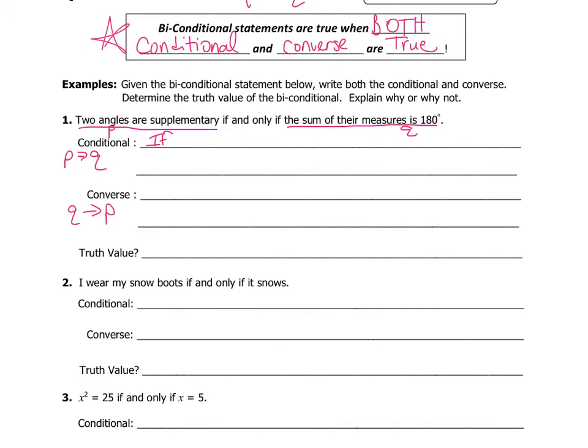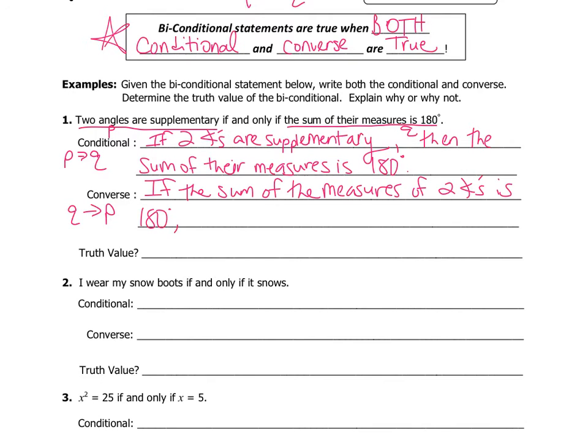So our conditional would be if two angles are supplementary, then the sum of their measures is 180 degrees. Remember, for the converse we switch the order, so we would say if the sum of their measures is 180 degrees, then they are supplementary.